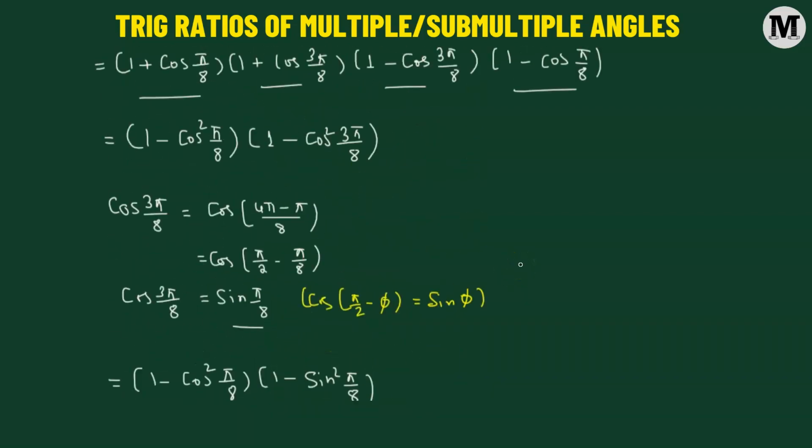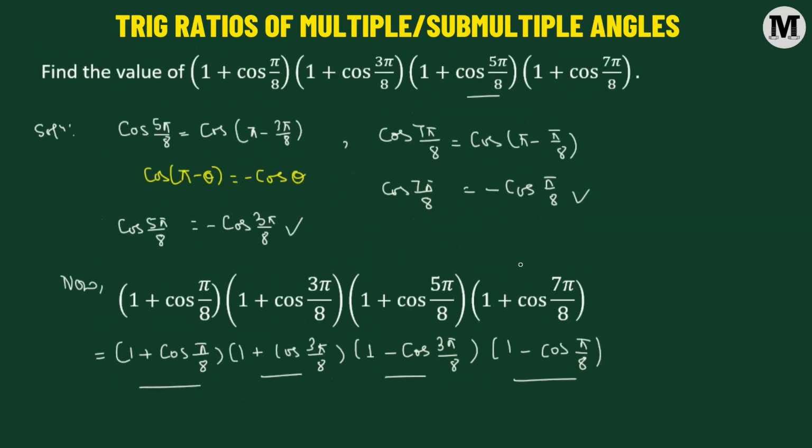So that means the value of the given trigonometric expression, 1 plus cosine pi over 8 times 1 plus cosine 3 pi over 8 times 1 plus cosine 5 pi over 8 times 1 plus cosine 7 pi over 8, will be equal to 1 over 8.